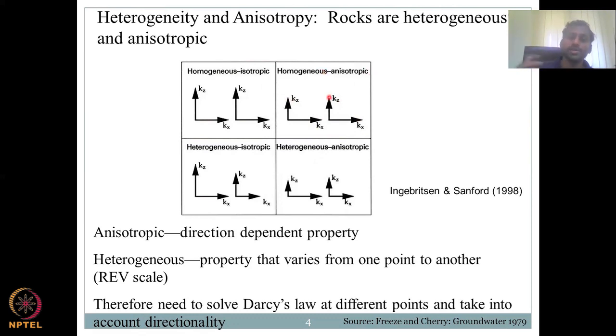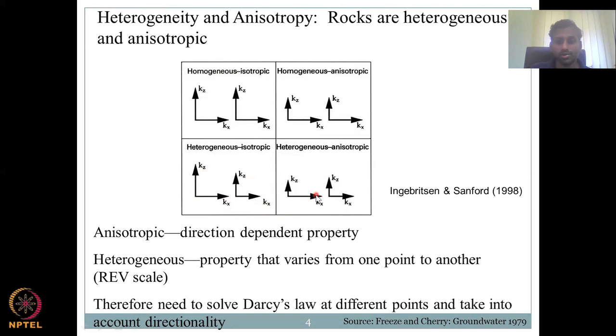However, the XYZ planes may differ. So heterogeneous means if you take two samples at different points, your Kx, Kz are different. So Kz in point one is not equal to Kz in point two. Kx in point one is not equal to Kx in point two. However, it is isotropic. Isotropic means Kx is equal to Kz. So you can see Kx is equal to Kz. So both are tallying out.